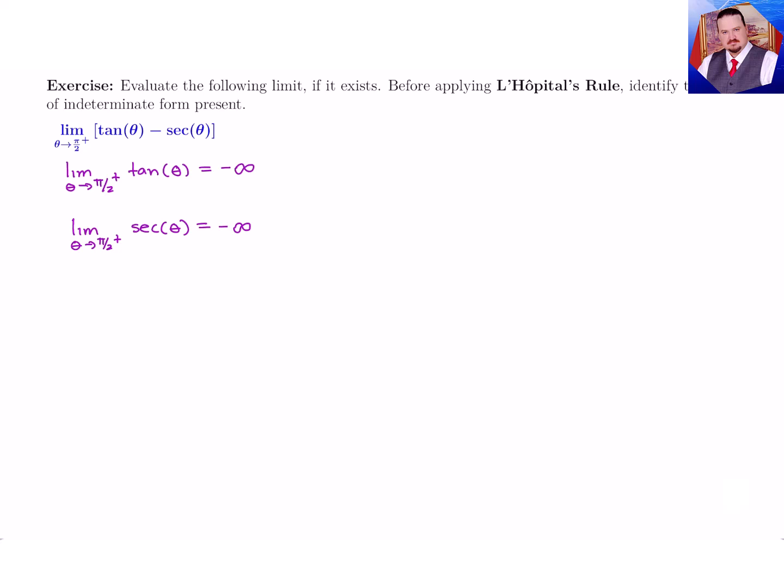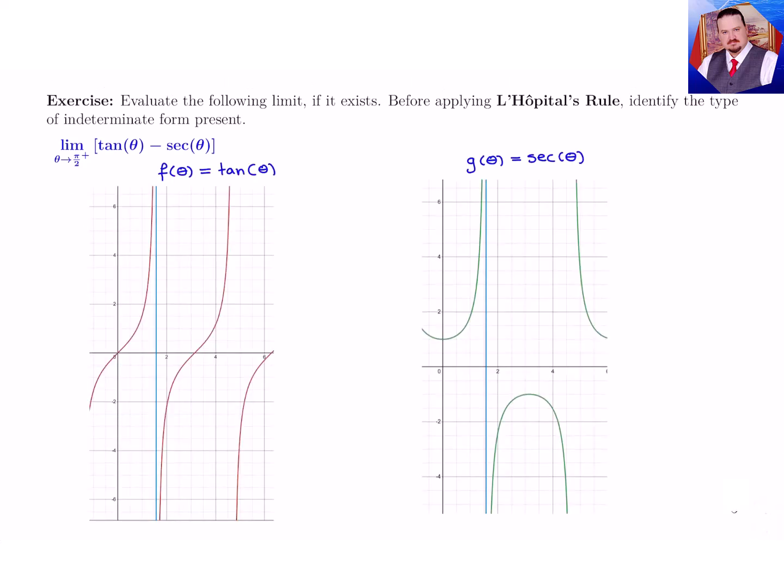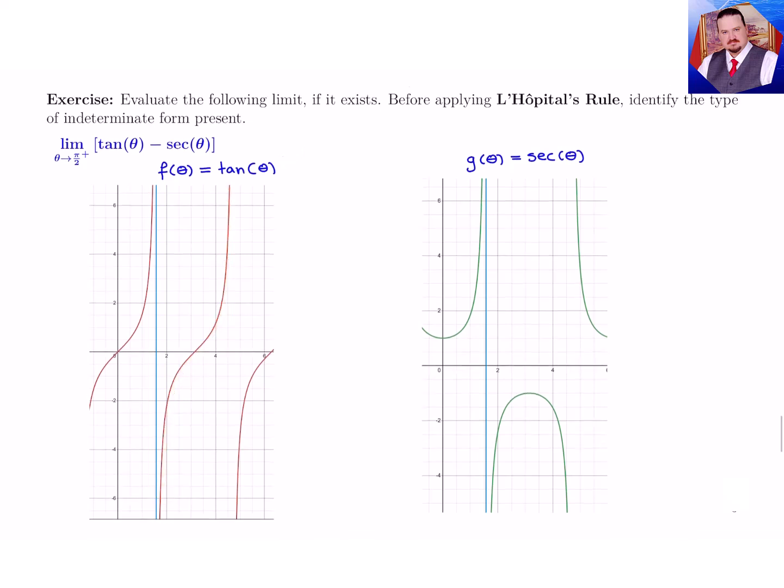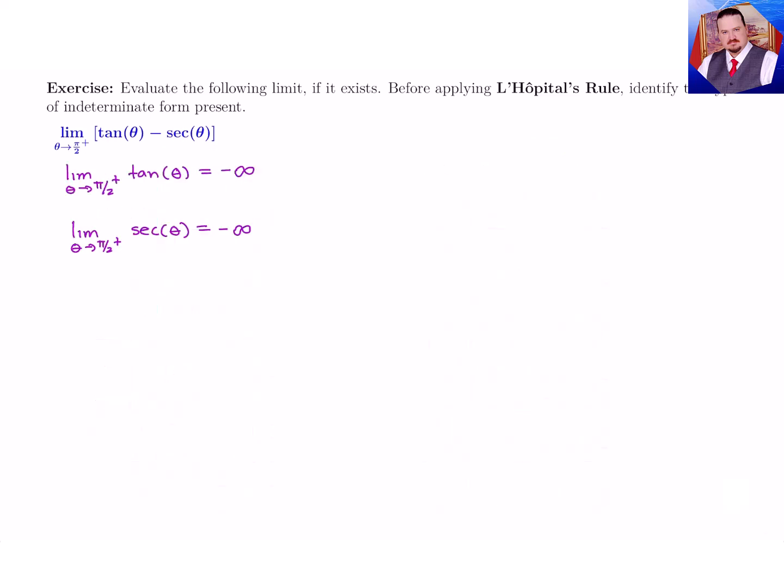Let me show you the graphs. Okay, so here, as an illustration, we have the two graphs. Theta is going to pi halves from the right. So in that case, where is the limit going? Down to negative infinity, as we said. This is for the tangent function. Now for the secant function, once again, I've got theta equal pi halves drawn vertically. As theta is going to pi halves from the right, where is the limit of secant, which is 1 over cosine? It's also going to minus infinity, which is what I have here.